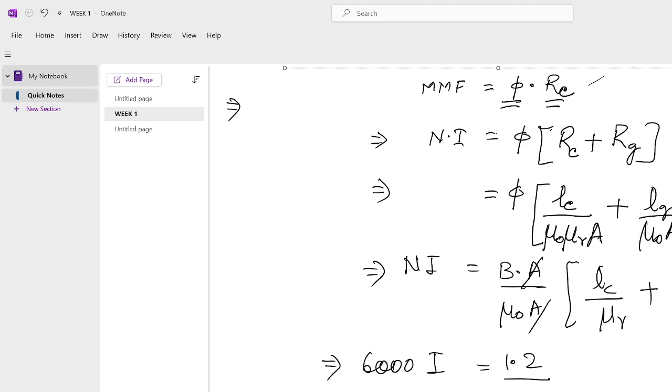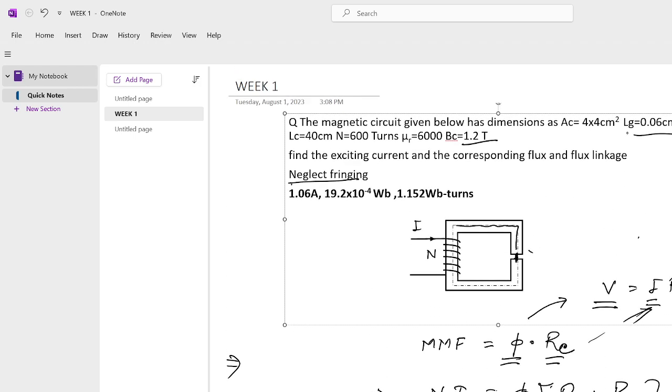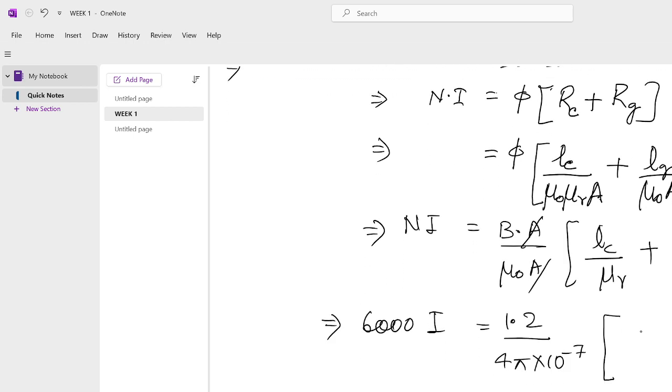Mu naught is 4 pi into 10 to the power minus 7. LC is given as 40 centimeter. Since the air gap is quite small, 0.06 centimeter, I am considering the entire length. I am not subtracting 0.06 centimeter from LC. You can even subtract and do it.